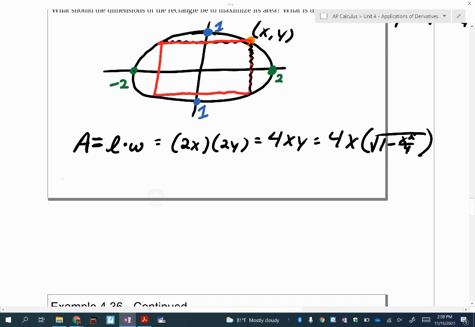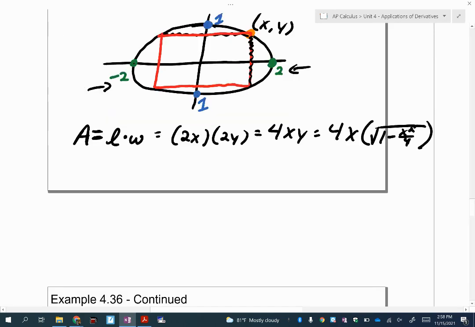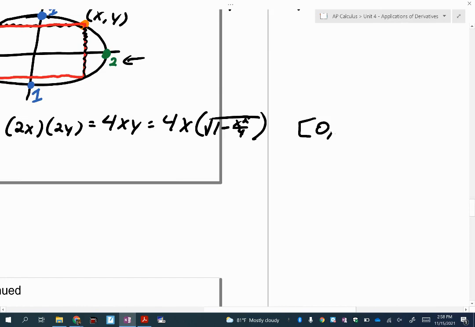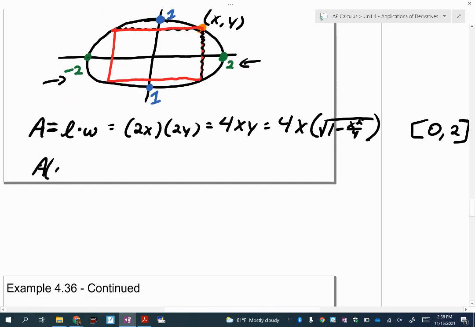So let me talk about the endpoints. I'm looking at my x values. You'll notice that in terms of the x-axis, the farthest right and farthest left I'm going is -2 and +2. All right, so in terms of my domain here, because I need a positive value for x, my interval is between 0 and 2. So I'm going to plug in my endpoints of 0 and 2 into this area formula.